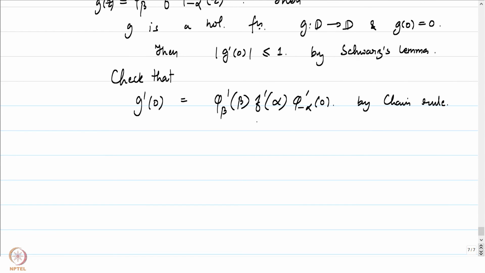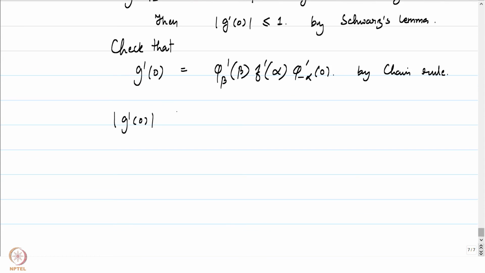So if you now focus on the absolute value of g prime at 0, that's going to be the product of the absolute value of these three numbers. We know what phi beta prime of beta is: it is equal to 1 by 1 minus mod beta square. So let me write this as 1 minus mod beta square. This is already a positive quantity, because beta is in the unit disk, so the absolute value is not needed, times f prime at alpha, times the absolute value of phi minus alpha prime of 0. That was computed to be equal to 1 minus mod alpha square.